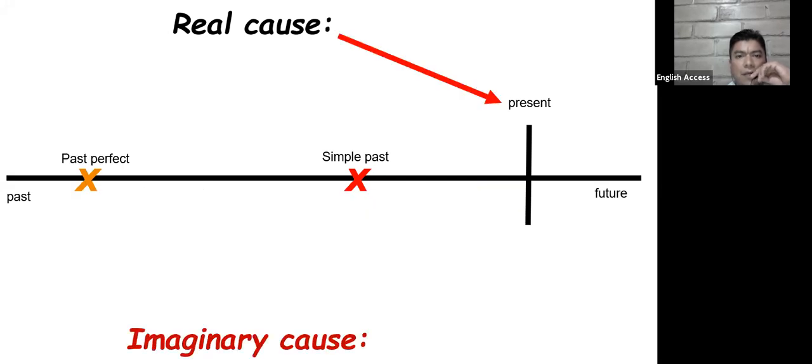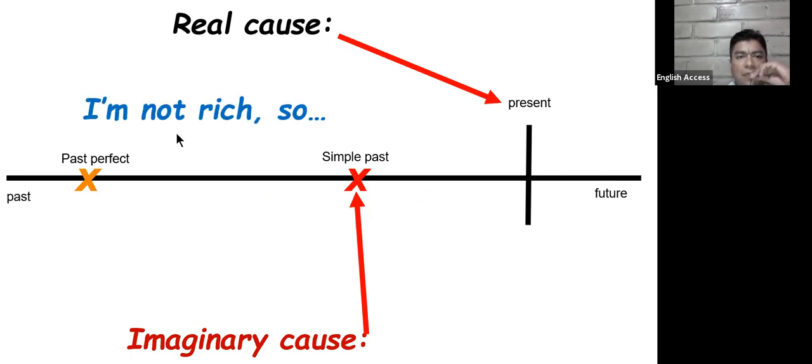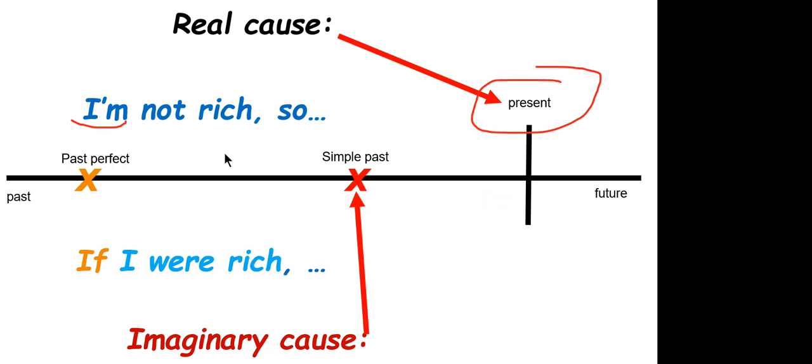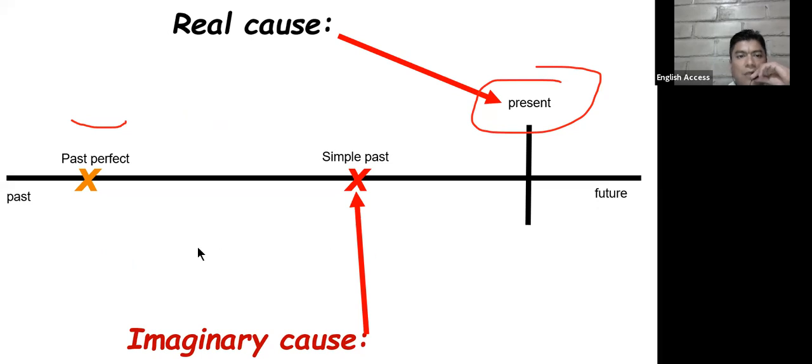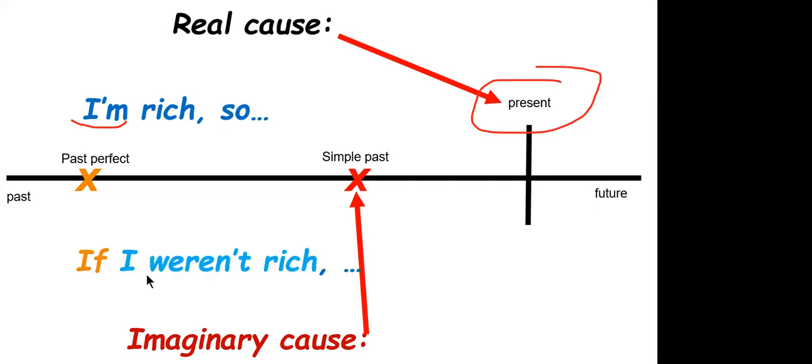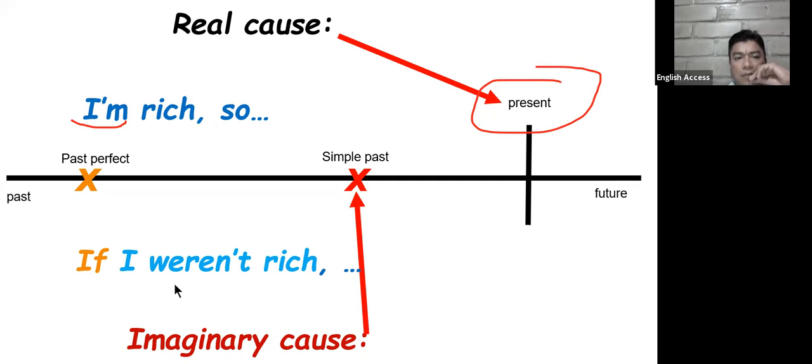Real causes, imaginary causes. When your real cause is in the present, your imaginary cause is in the simple past. I'm not rich, simple present. So, imaginary cause: if I were rich. Another example. I am rich. So, if I were, if I were rich.